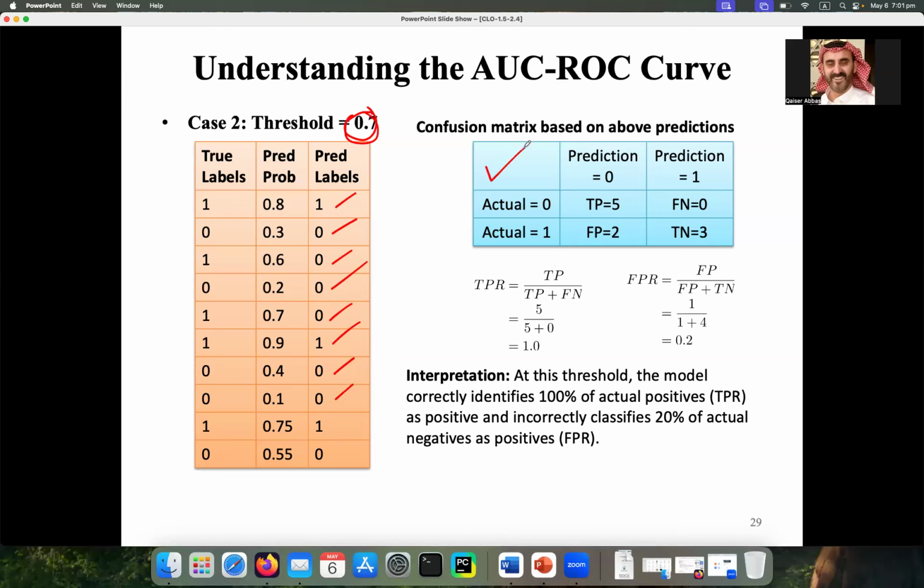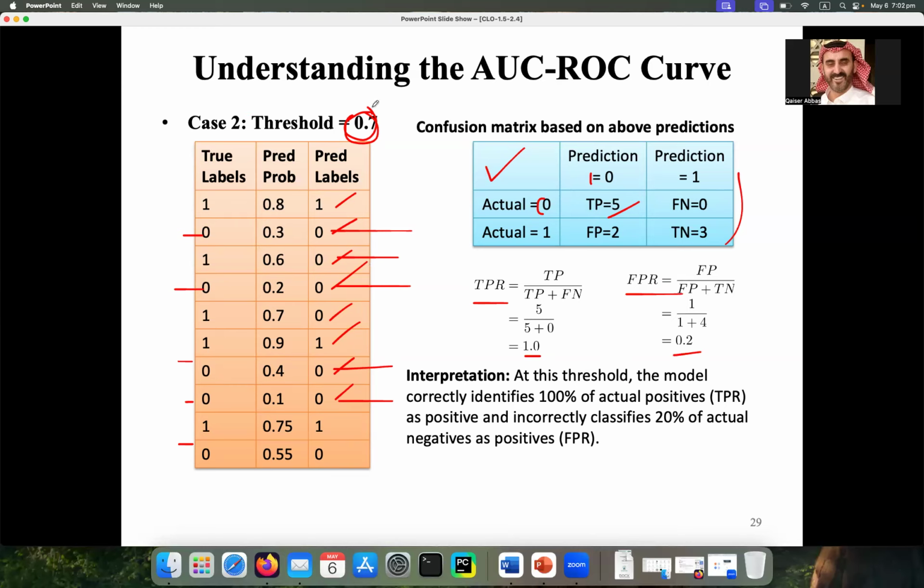And then you are calculating the confusion matrix by using that same approach. Actual zero, predicted zero. These are the total actual zero entries. Actual zeros, predicted zero: 0, 0, 0, 0, 5. So by using that same approach, you have this confusion matrix. Put in the formulas of TPR and FPR. 1, and 0.2.